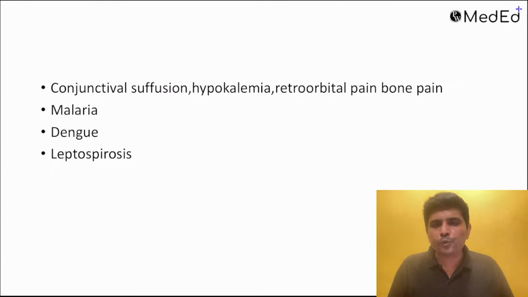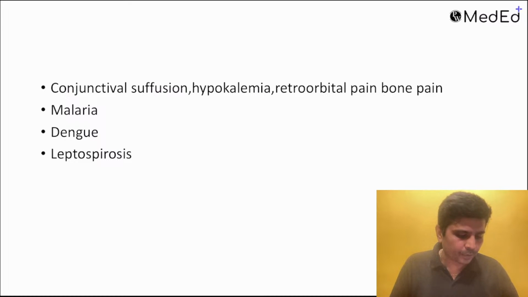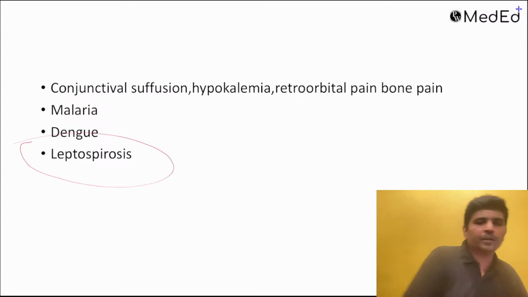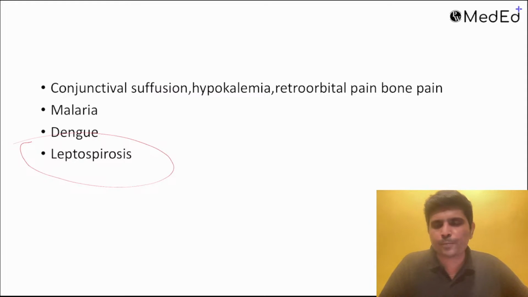Okay, conjunctival suffusion, hypokalemia, retro-orbital pain, particularly if it is associated with rice paddy field exposure, it can be leptospirosis. Otherwise, dengue can also be the answer. Niacin deficiency, 2 questions were there. So, what is that question? Okay, no problem. This question probably is leptospirosis because we have been seeing a surge of leptospirosis in the past few weeks, right?